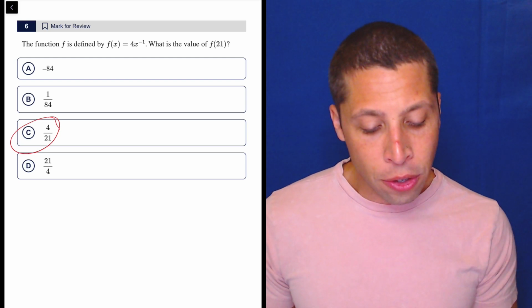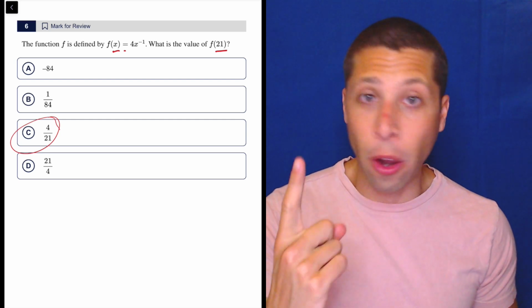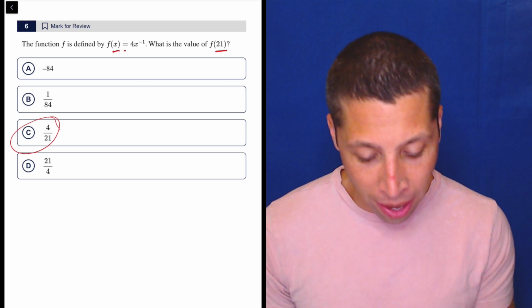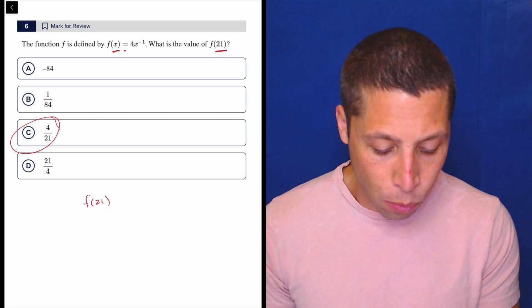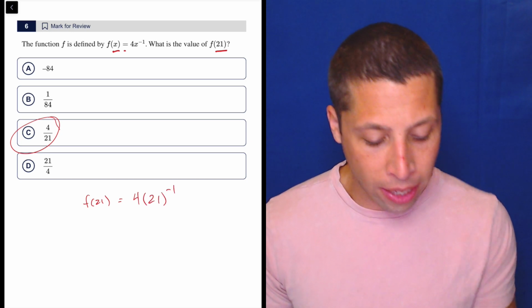Well, what we need to do is still put the 21 in for the X, right? So that's first of all, knowing how function notation works. You need to know that. So that would mean that f of 21 is going to be 4 times 21 to the negative 1.